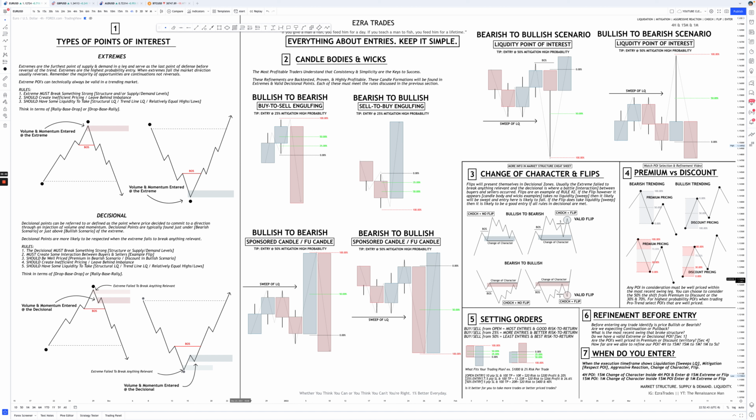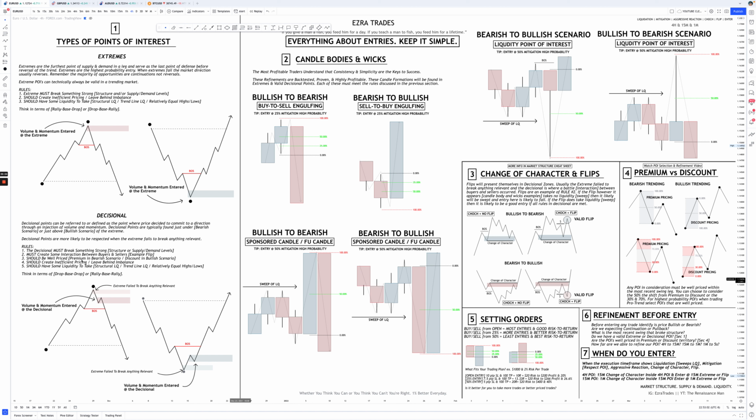Now let's move on to part 4. If you haven't seen the POI selection refinement video, watch that one first. This is going to be about premium versus discount pricing. One of the rules, as you remember, is that the POI should be well priced.